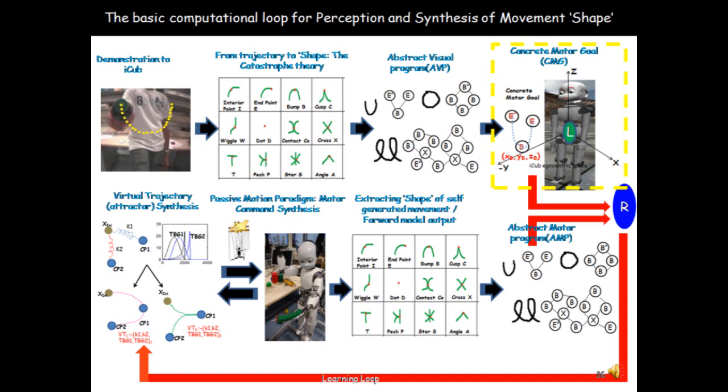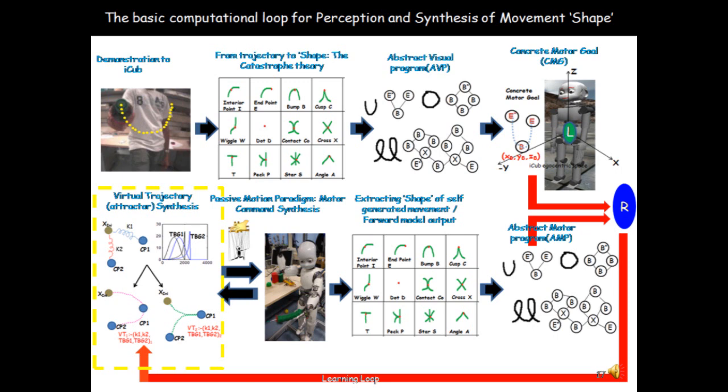So basically we have now moved from the observation of a teacher's demonstration to the creation of a concrete motor goal in iCub's own egocentric space. In the next slides we will look at how the goal is now achieved, or how iCub learns to replicate the movement itself.